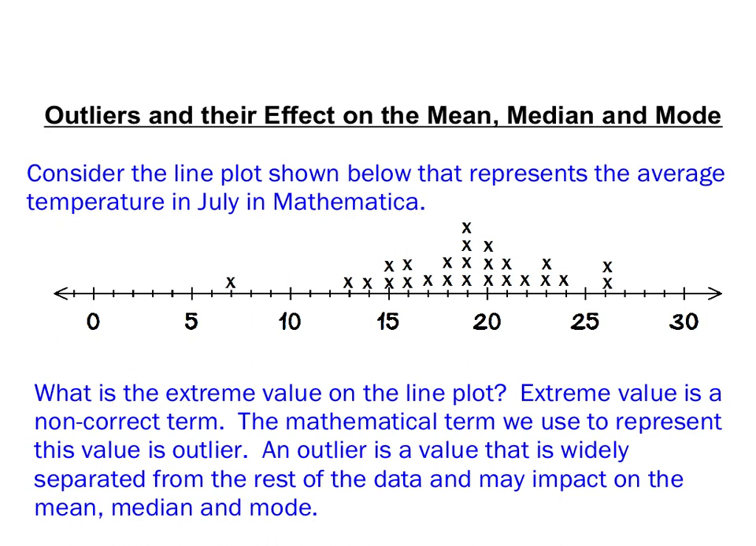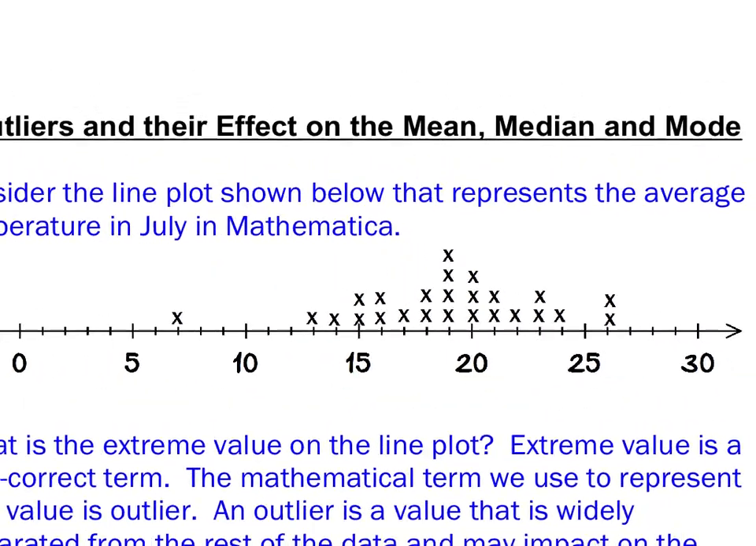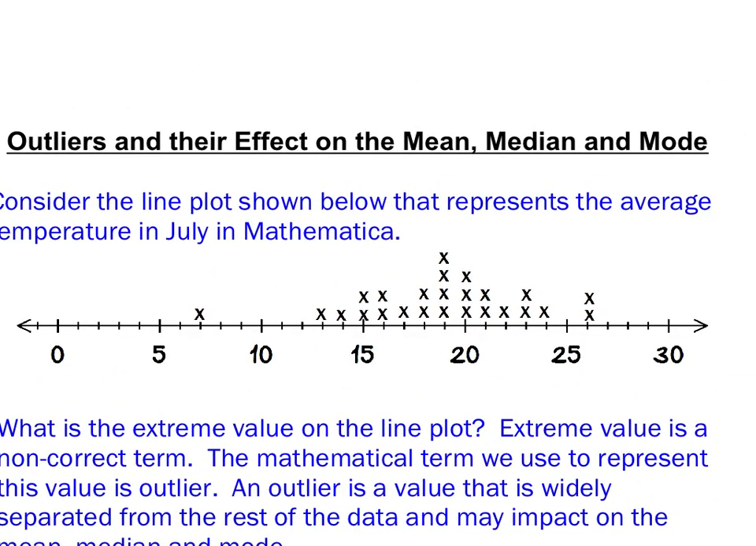We can see just by observation that there's one day that's really cold, the temperature is 7 degrees, and a couple days where the temperature is really hot, 26 degrees, and lots of days in between those numbers. So it asks us, what is the extreme value on the line plot? If you're only going to pick one, what's the extreme value? 7. Yeah, because it's the one that's all the way by itself.